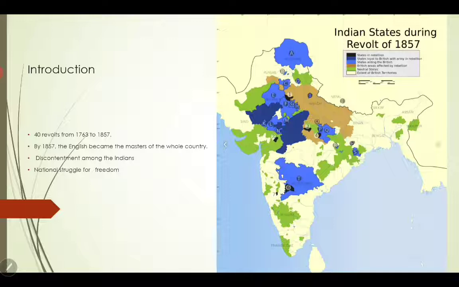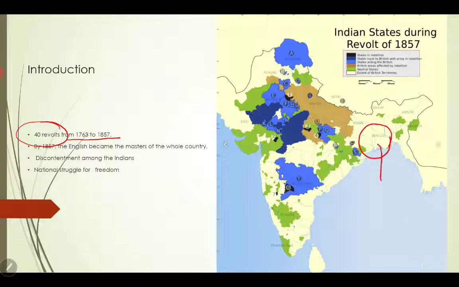So this way, when they started dealing with us, they understood that India is very rich, so they wanted to take full advantage. And we know that India was not the only country being subjugated by the Britishers. Even America, the 13 colonies of America, were also subjugated by the Britishers. So from 1763 to 1857, there were around 40 revolts across the country.